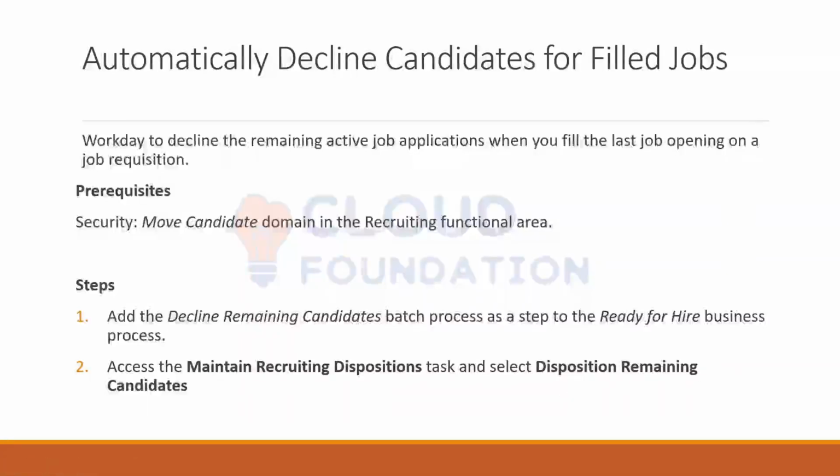Okay, so what happens when you move a candidate to ready for hire stage and there are no more open positions on the job requisition? Workday identifies all other candidates who applied to the job requisition using this BP. Then Workday declines their active job applications and closes their job application events. So you just have to add this Workday-defined BP in your ready for hire step.